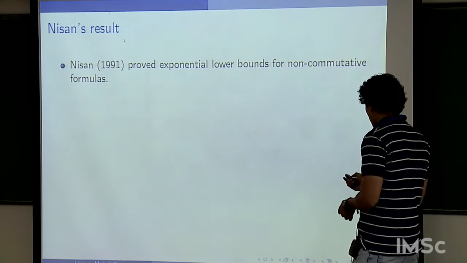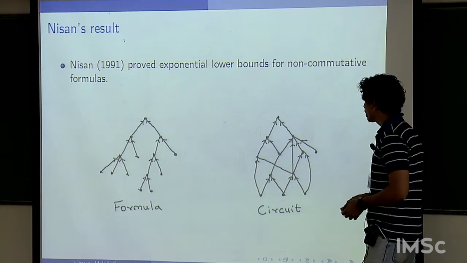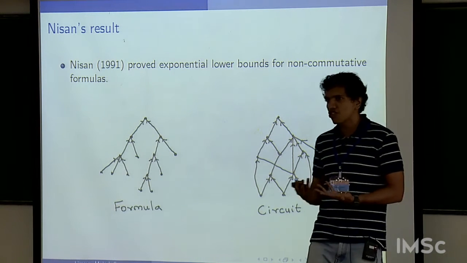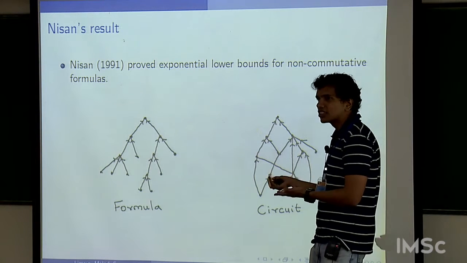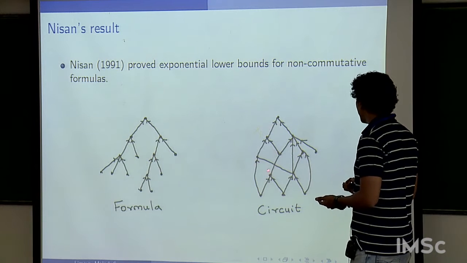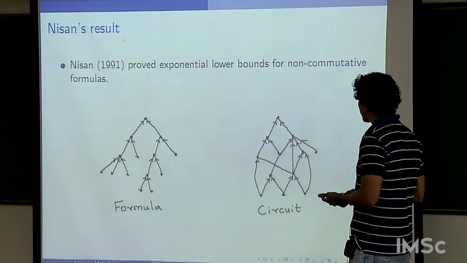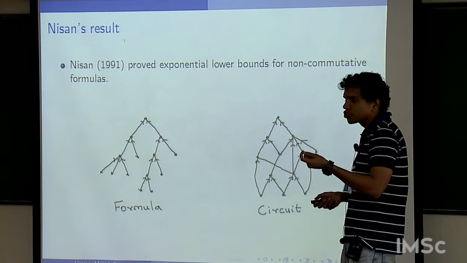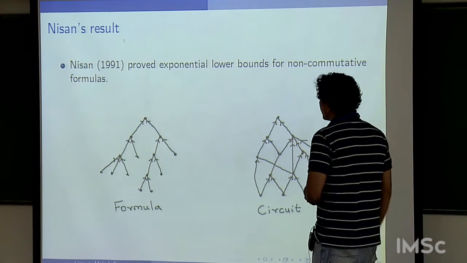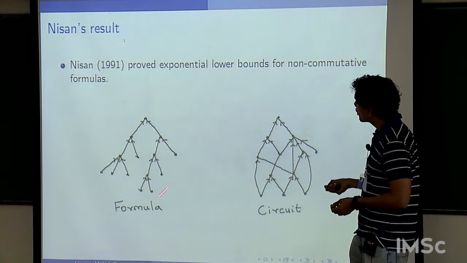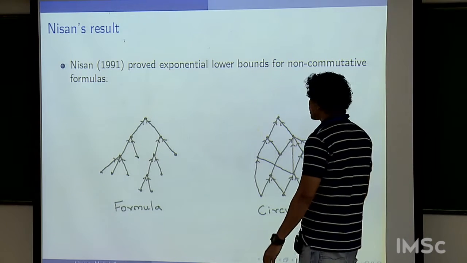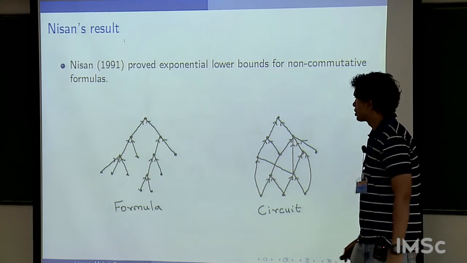Just to recall, what is a formula as opposed to a circuit? Well, a formula is essentially a circuit where there's some sort of structural restriction on the underlying graph. It's essentially a directed tree. In a circuit, once you compute something at a gate, you can use it however you like. In a formula, that's not the case. You can just use it once, and then you have to recompute it if you want to use it again. That's the difference between a formula and a circuit. And what Nisan showed is that any non-commutative formula, say for the determinant and a bunch of other things that we'll see, must have exponential size. So it's a nice result.